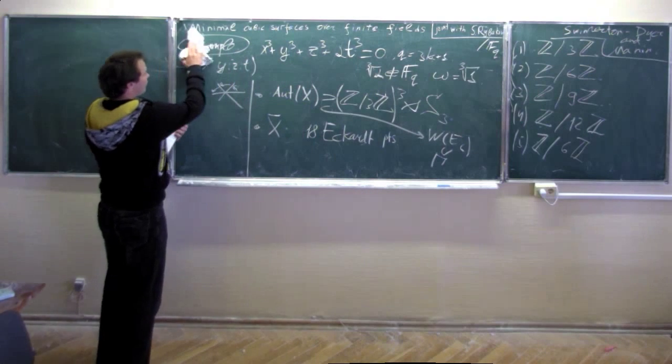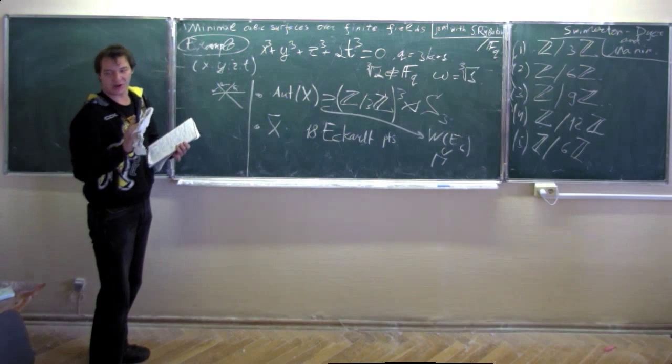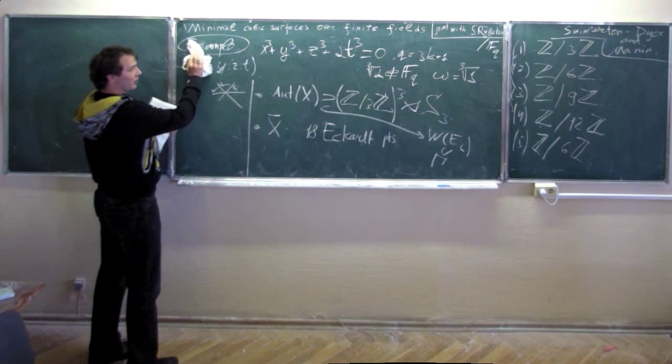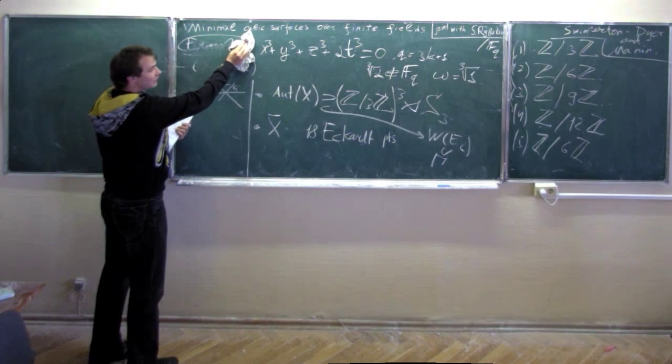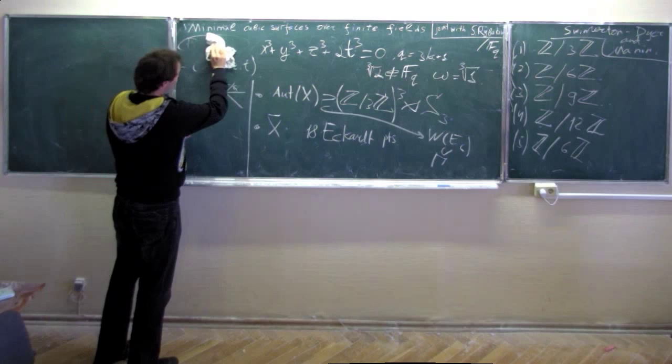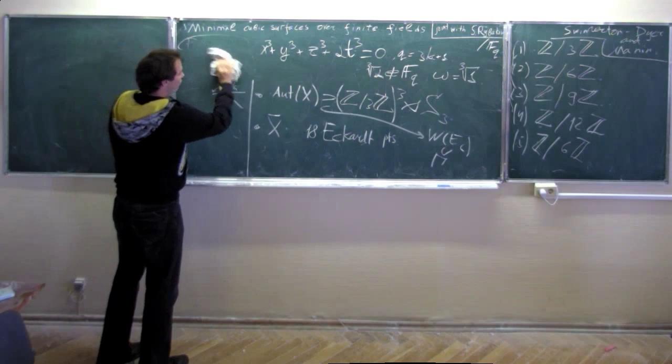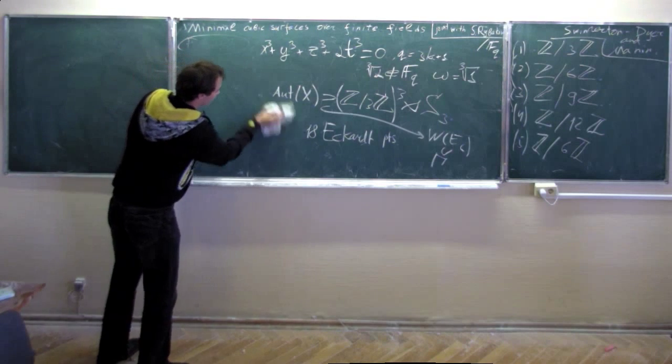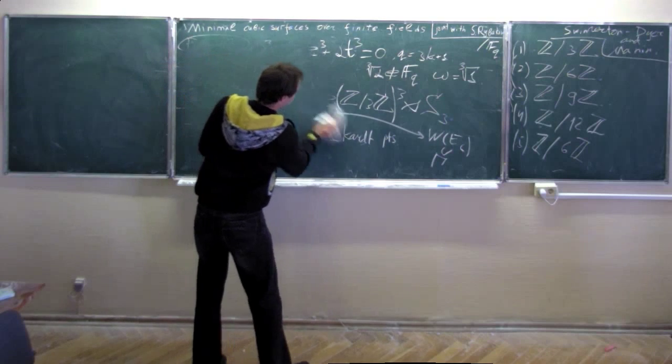Well, is everything clear at this moment? So the example says that the first case is possible at least when q equals 3k plus 1. Yes, but now we construct a bigger construction.